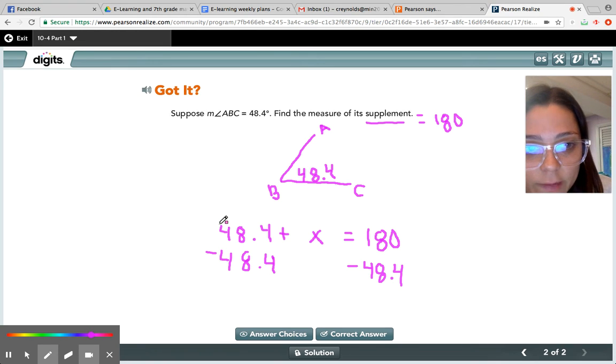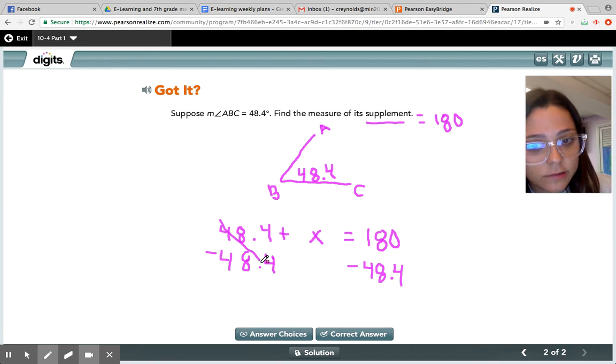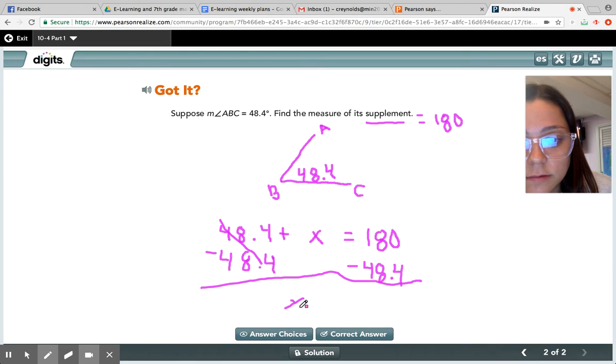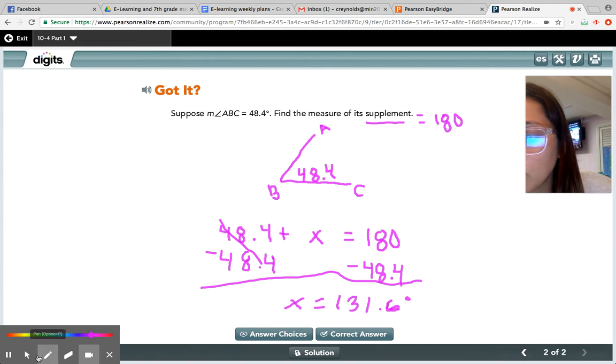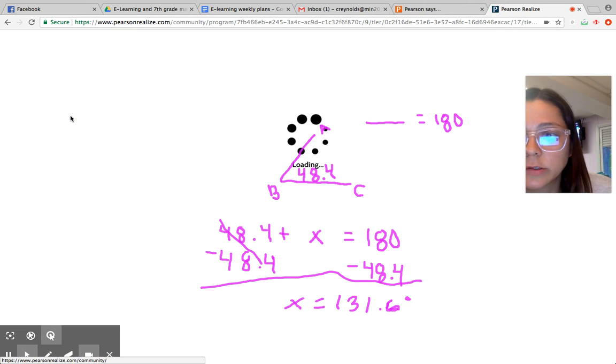So when I do that, 48.4 minus 48.4 cancels out, and I'm left with, ooh, it's a bad line, x equals 180 minus 48.4, which will give us 131.6 degrees. So these two angles equal 180 degrees, making them supplementary angles. All right, let's go back to part 2.